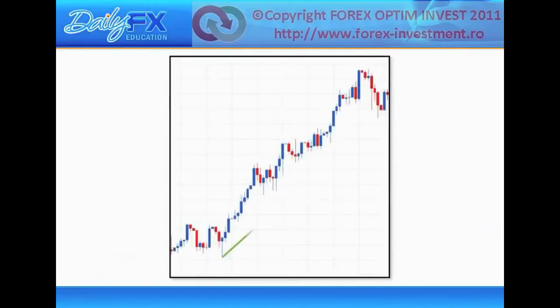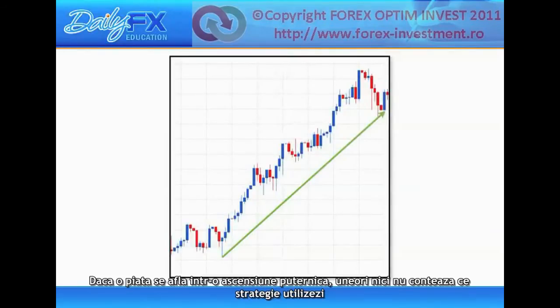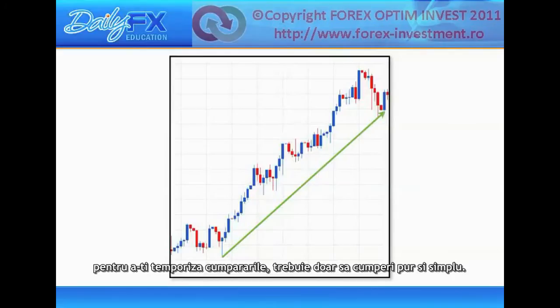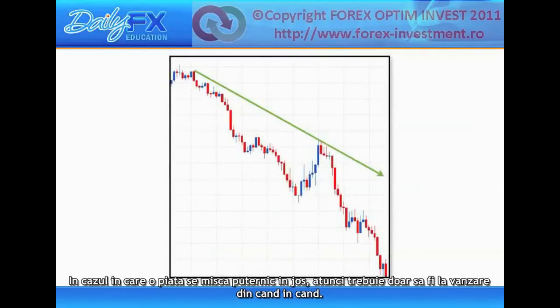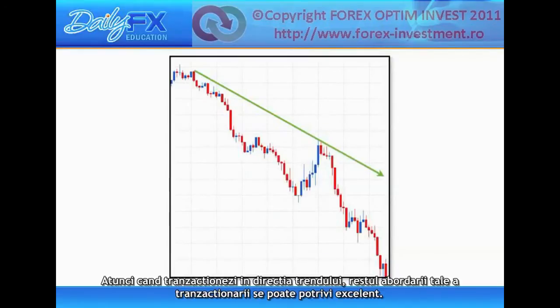If a market is moving up strongly, sometimes it doesn't matter what strategy you use to time your buys, you simply need to be buying. If a market is moving down strongly, then you just need to be selling at times. When you trade in the direction of the trend, the rest of your trading approach can fall right into place.